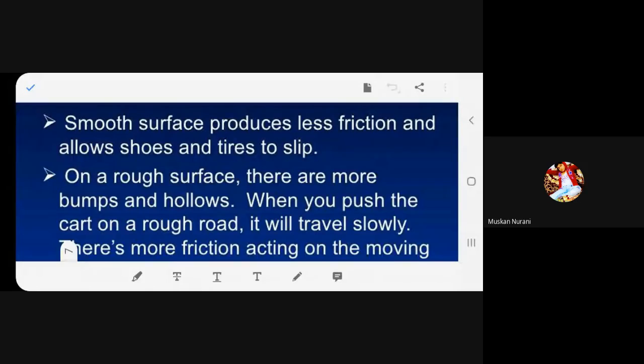Smooth surface produces less friction and allows shoes and tyres to slip.